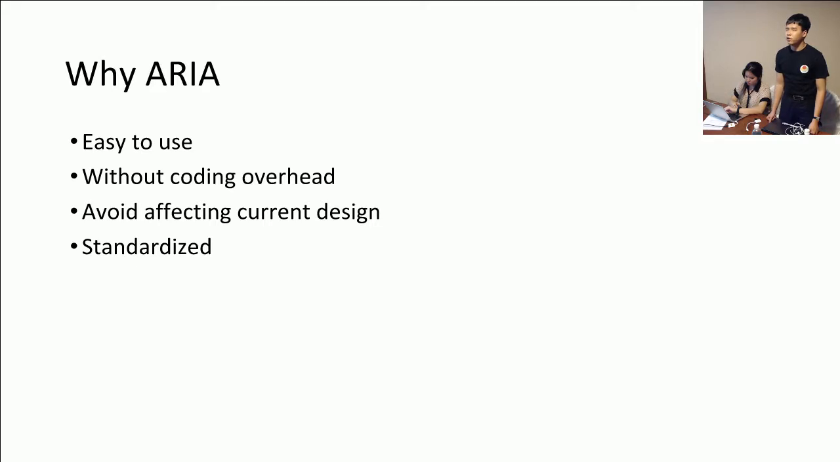The second way is to use ARIA. You only add one attribute to tell the screen reader that this icon is a button and its name is "call." So the screen reader will read out loud to the user that this is a call button, but the design will stay the same. And the last thing is that it is standardized. It is fully supported and we have documentation as well.